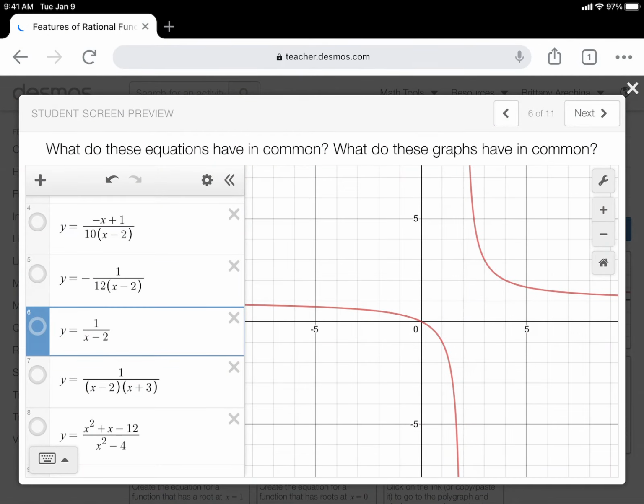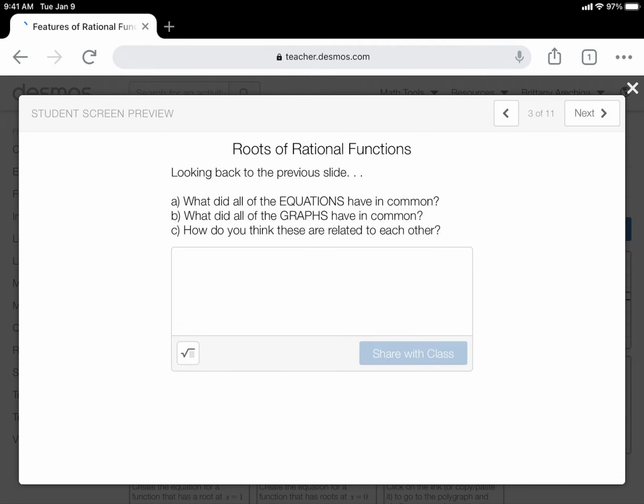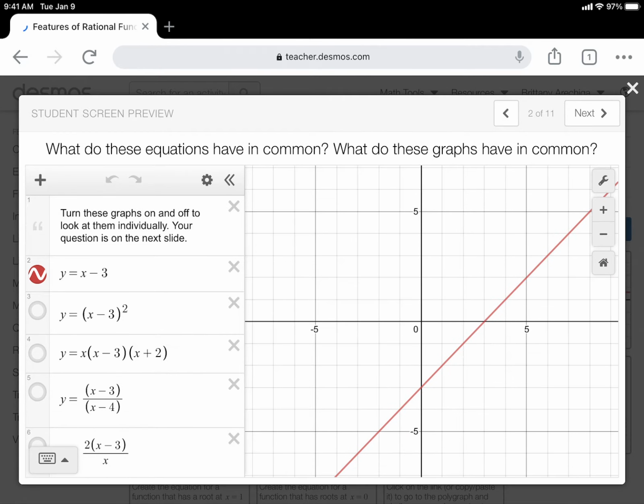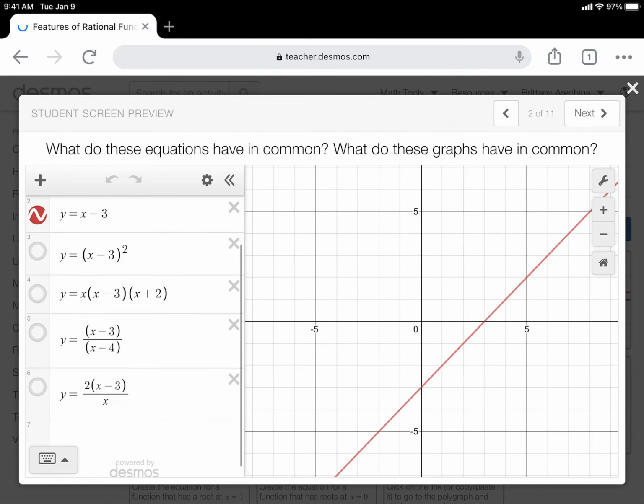So here I have, let's go back to a simpler set. Here I have a set of rational functions and other functions. And I want to look at the equations, meaning these right here on the side, and look at the graph, the actual graphed equations, to see if we can see what they have in common. So I'm just going to turn them on, and I want you to see, what do these graphs all have in common?